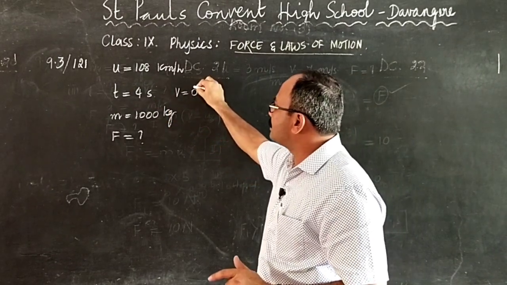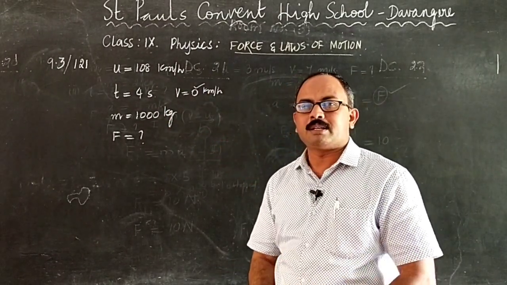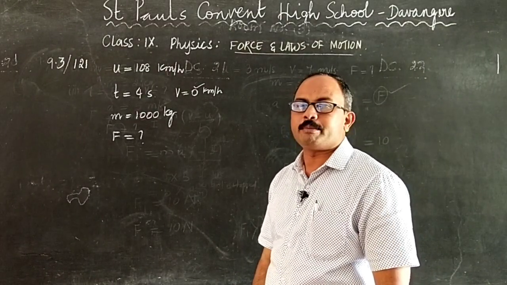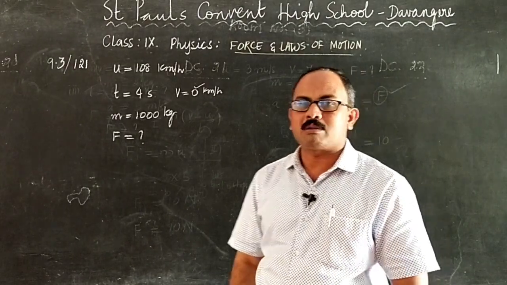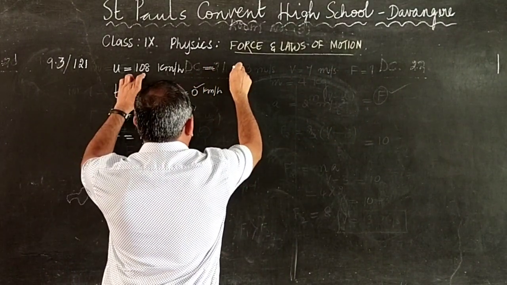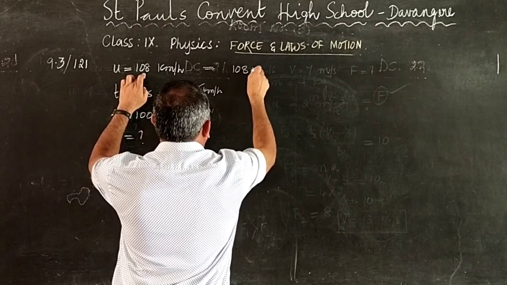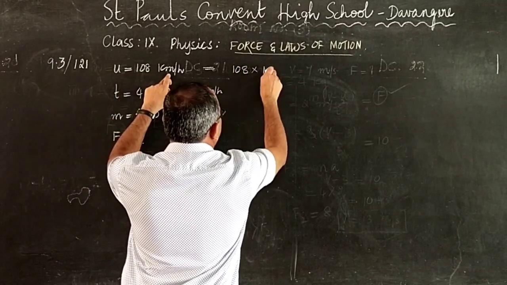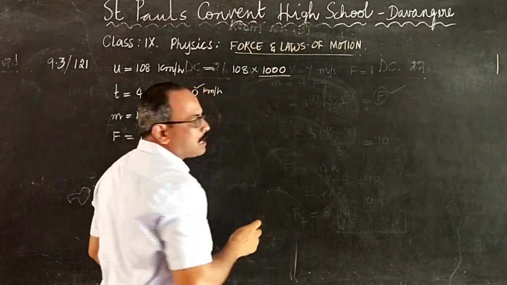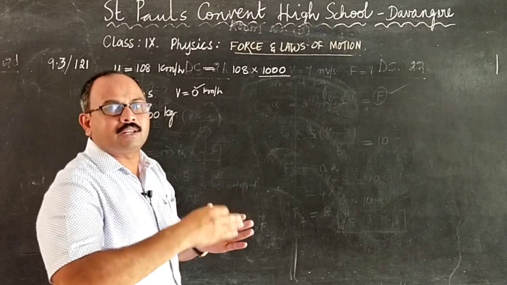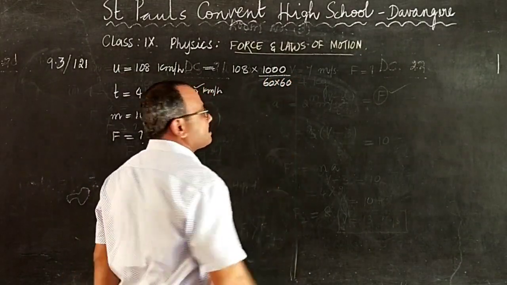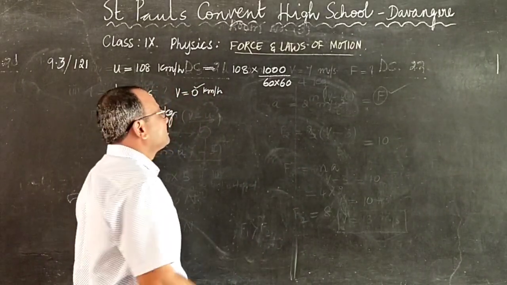It's important, children. We need to convert the initial velocity 108 kilometers per hour into meter per second. We know how to calculate them, children. It is equal to 108 into kilometer. 1 kilometer has got 1000 meters, children, by 1 hour has got 60 minutes into 60 seconds, which is 3600 seconds.